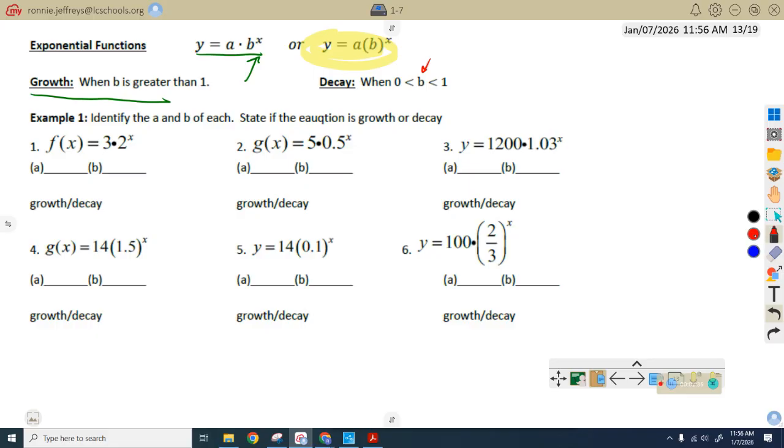a is the first number after the equal sign. So on number 1, what is our a? 3. What is our b? 2. Because our b is 2, is this growth or decay? Growth, because 2 is greater than 1.